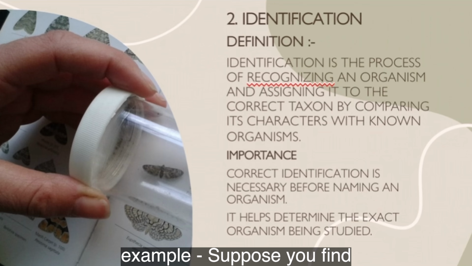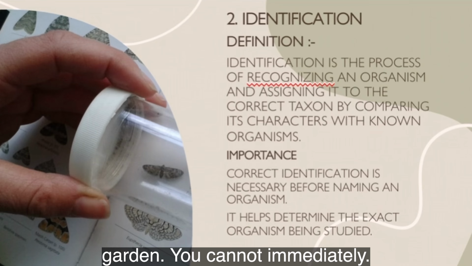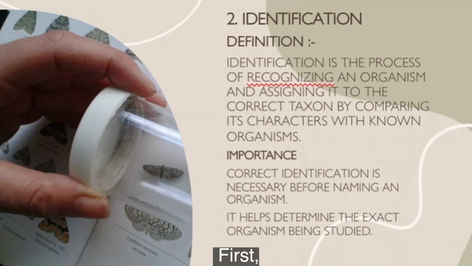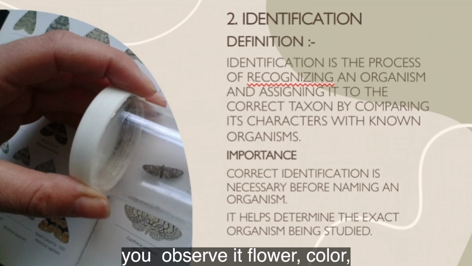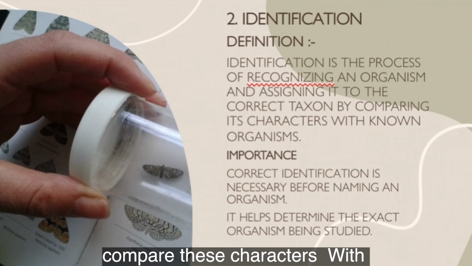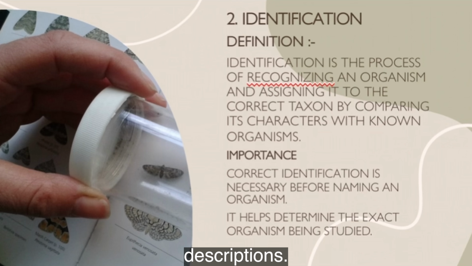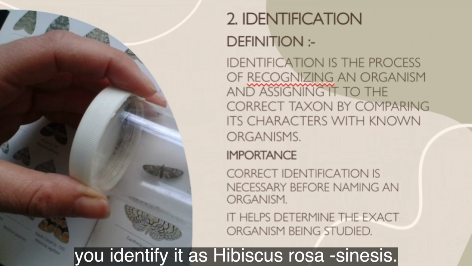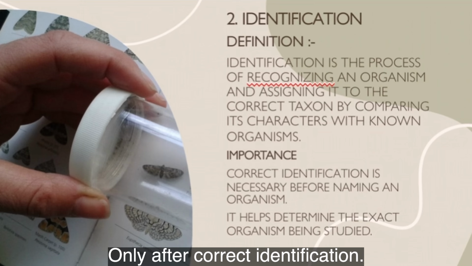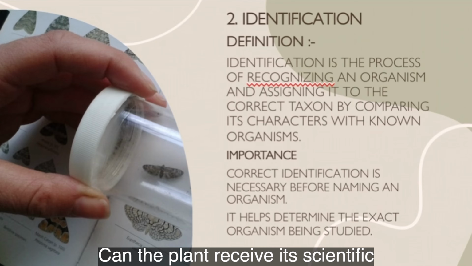For example, suppose you find an unknown flowering plant in a garden. You cannot immediately say that it is Hibiscus rosa-sinensis. First, you observe its flower color, number of petals, leaf arrangement, stem, and fruit. Then you compare these characters with the botanical descriptions. If all the features match, you identify it as Hibiscus rosa-sinensis. Only after correct identification can the plant receive its scientific name.